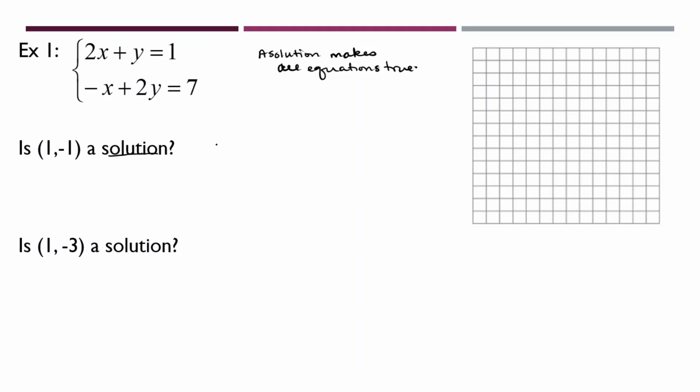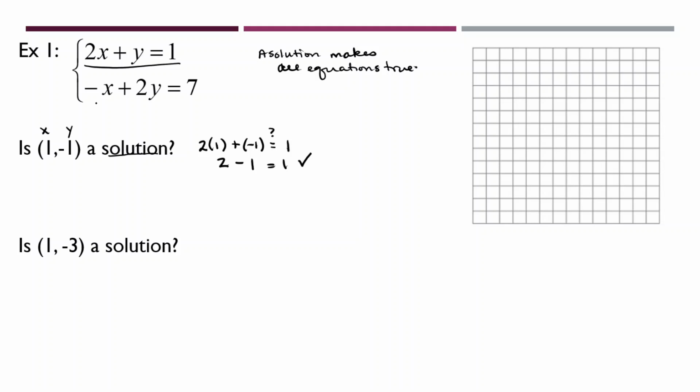Okay, so then I just plug it in. So I'll take this is our x and this is our y. So I take the first equation and that'll become 2 times 1 plus negative 1 equals 1. And the question mark is, is that true? So I have 2 minus 1 equals 1, and that's true.